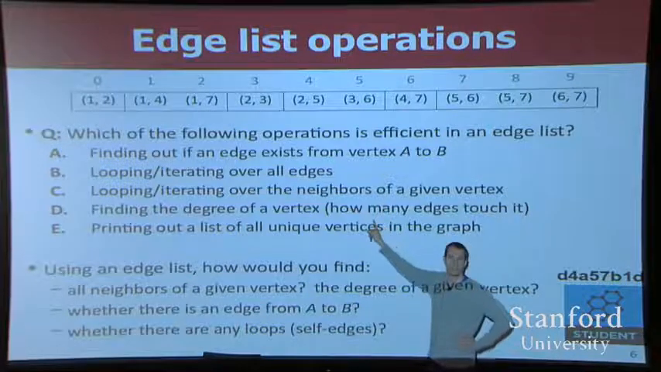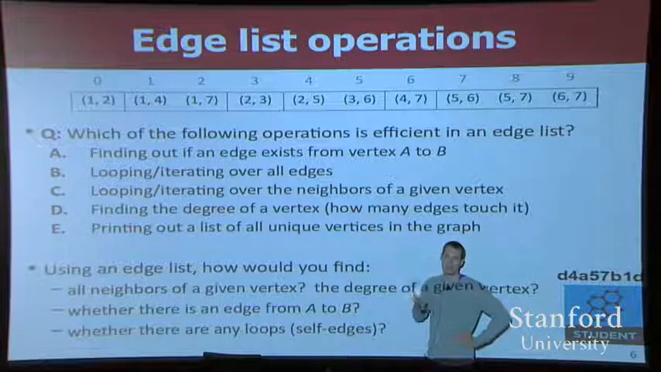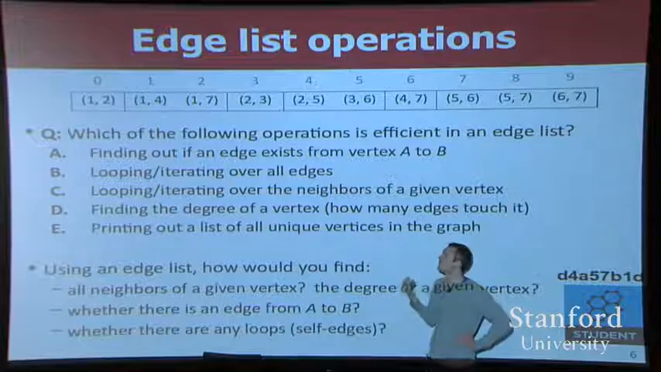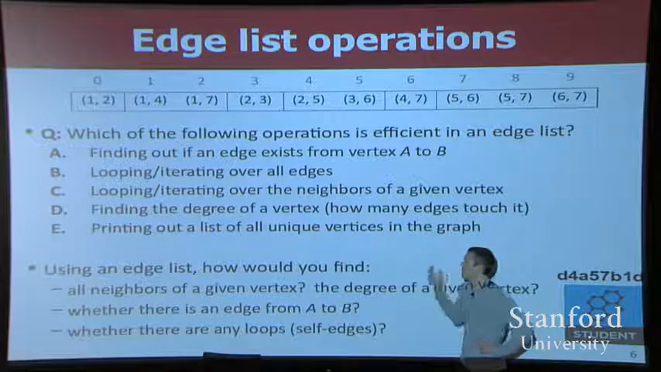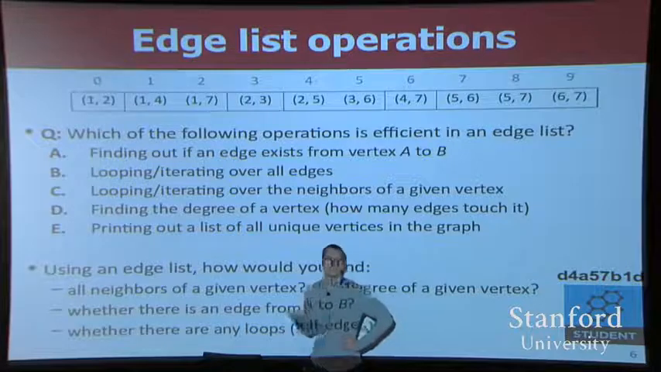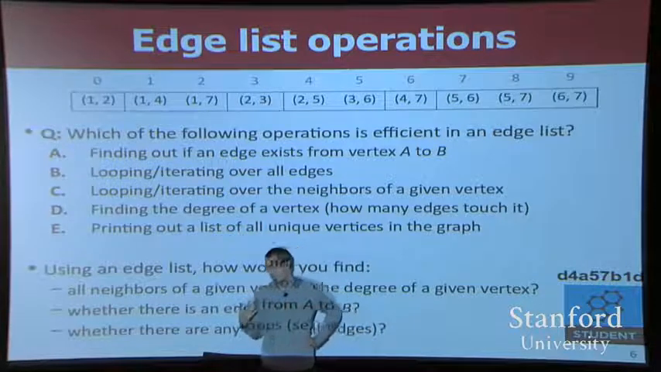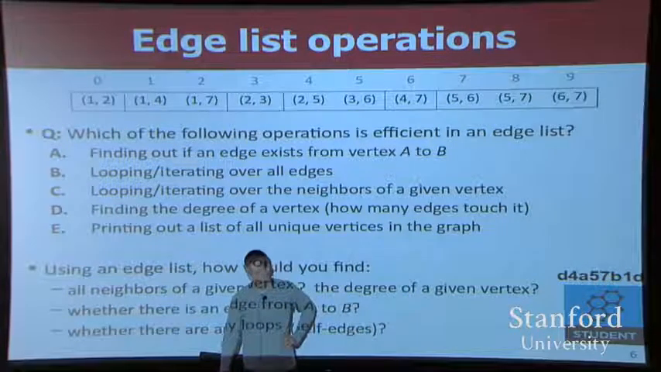Finding out the degree of a vertex, how many edges touch it, is the same sort of thing. That one's going to be really slow too, right? Anyway, this representation has some flaws to it, right? I think there are other ones that we might want to look into.